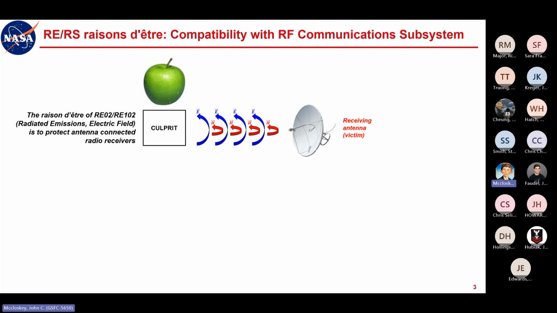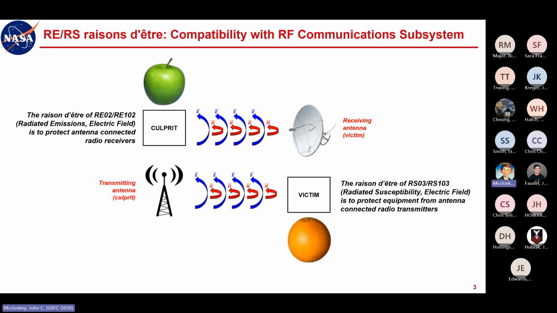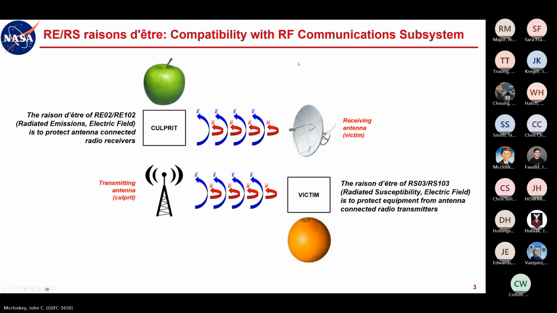So just a review of some of the things I've talked about in previous sessions. I always like to remind you of what is the raison d'etre of any given test or group of tests. So the raison d'etre for RE102 is to protect antenna connected radio receivers from your equipment as the culprit. And the raison d'etre of RS103 is to protect your equipment from intentional transmissions from antenna connected radio transmitters. Those are the stated reasons for these tests.